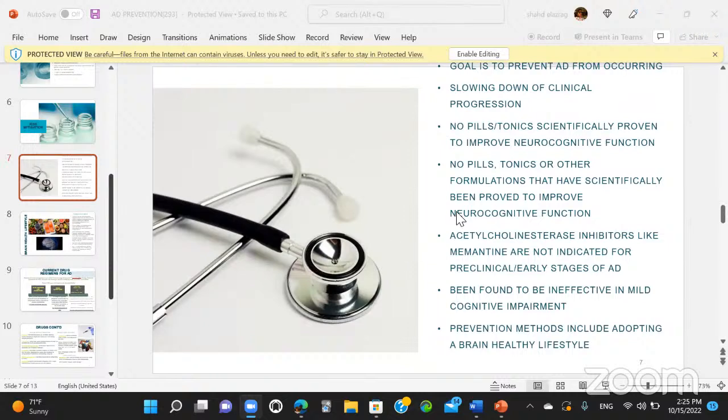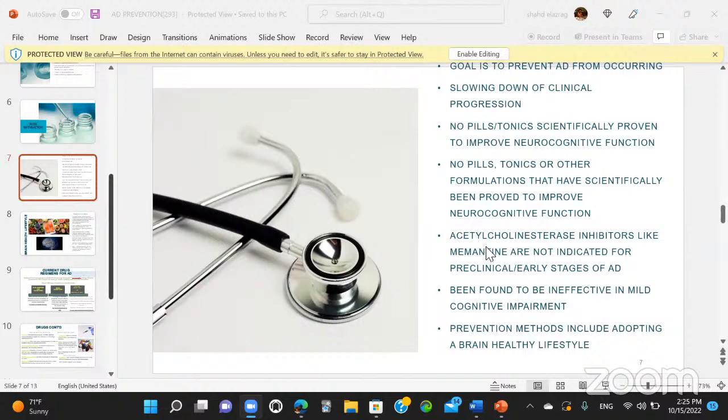So I'll talk about the risk mitigation. We have main points we need to fix first. The goal is to prevent Alzheimer's disease from occurring and to slow down clinical progression if it happens. The third point is that no pills or tonics are scientifically proven to improve neurocognitive function.